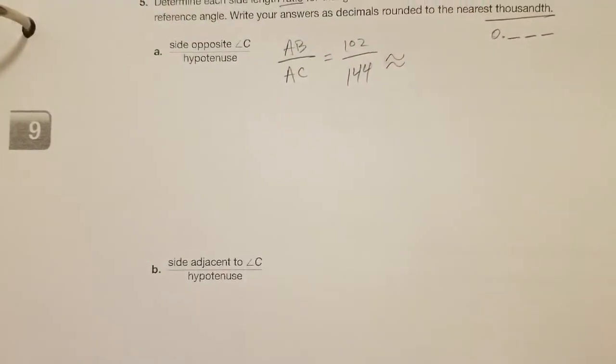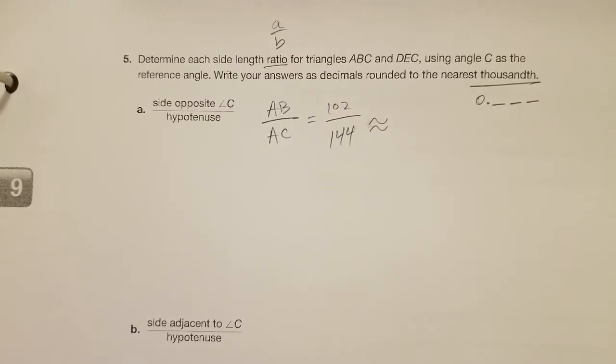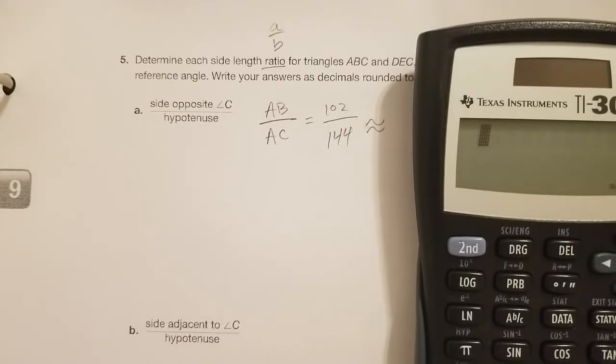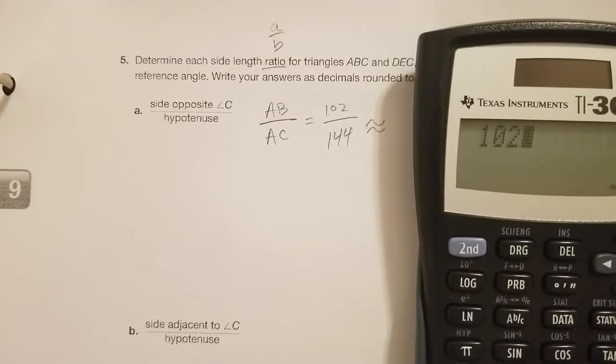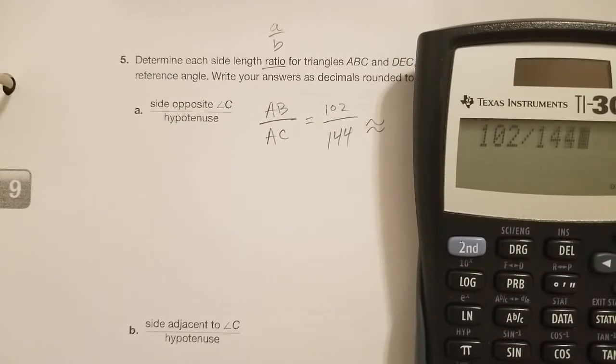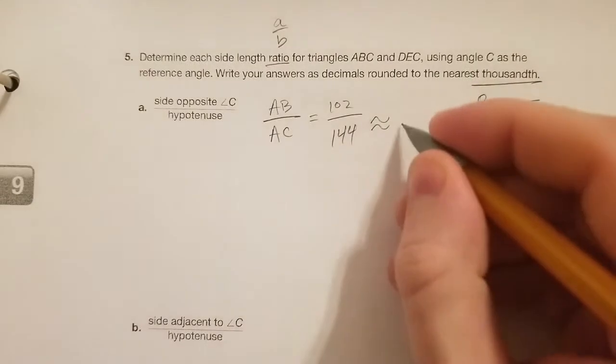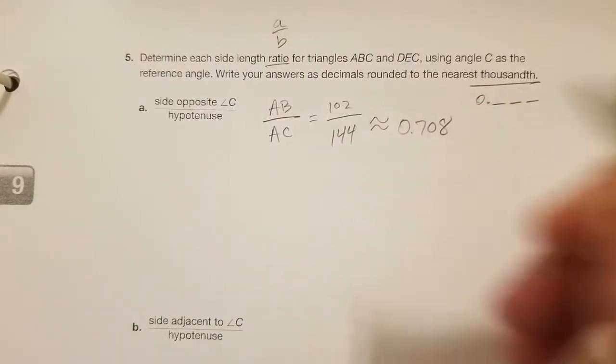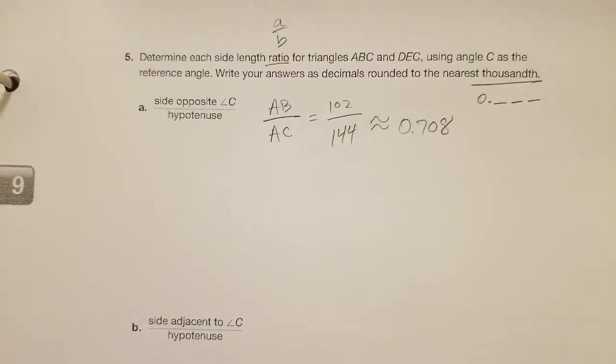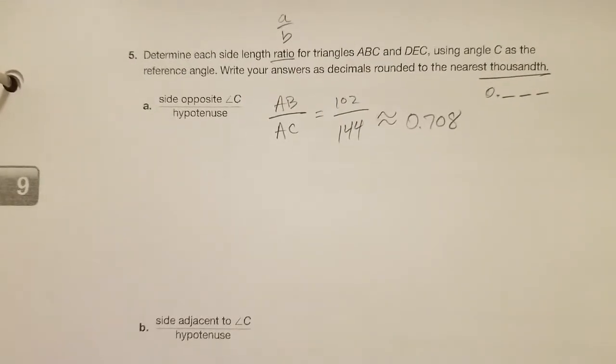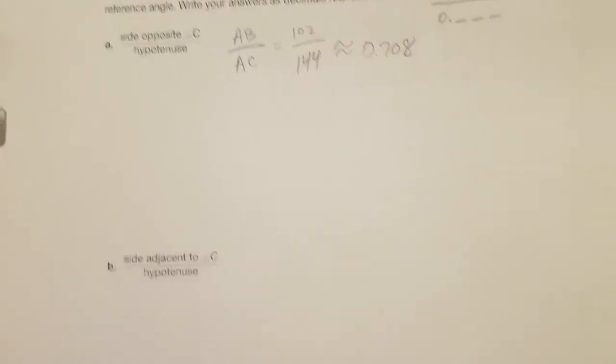Now use your scientific calculator and round this answer to the nearest thousandth. On my calculator, I get 102 divided by 144, and I get 0.708. This is about 0.708. Okay, so far, so good. Now let's do part B.